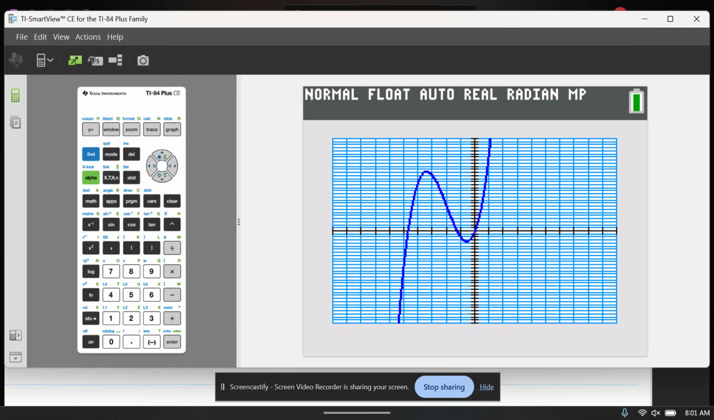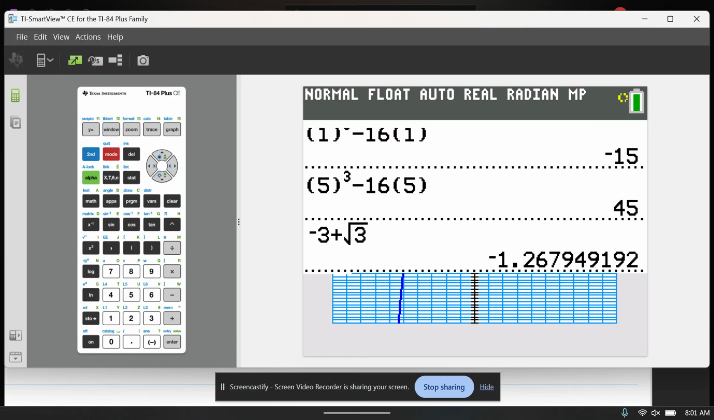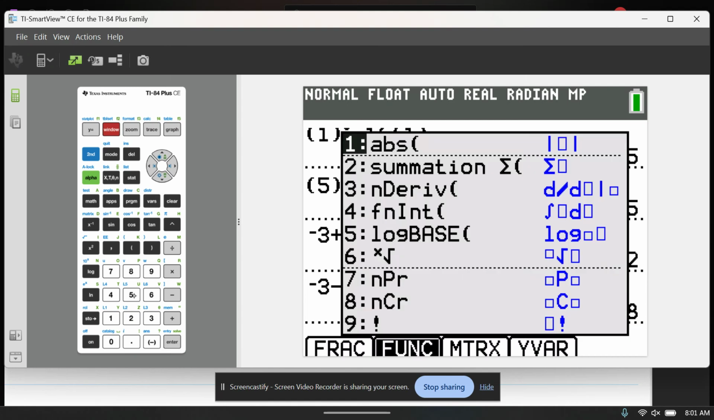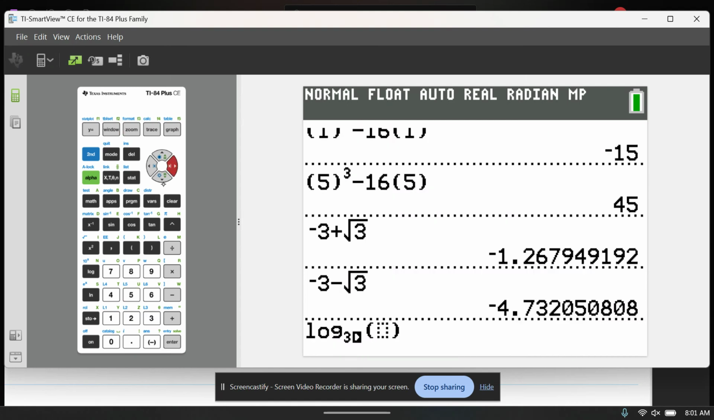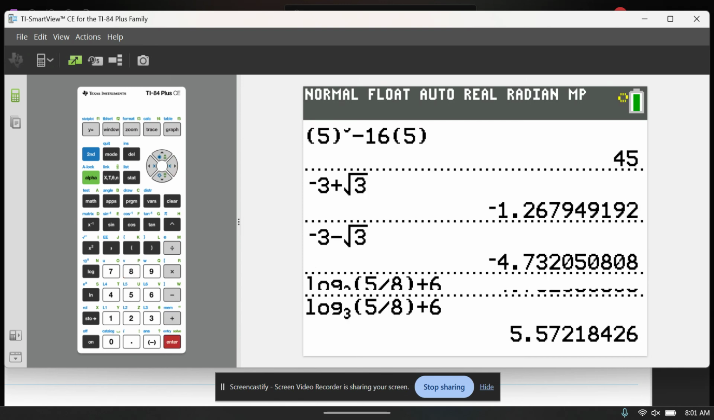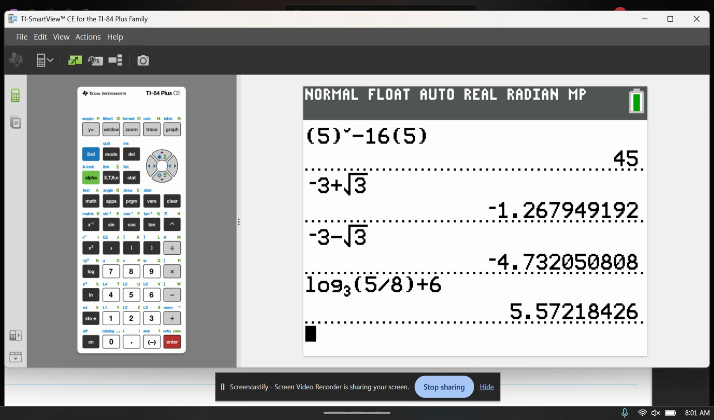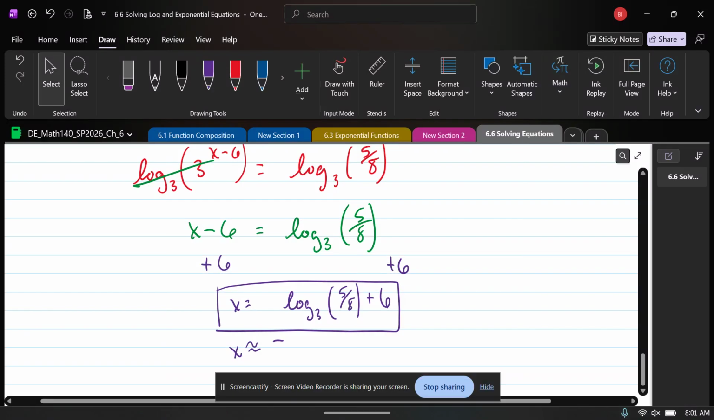So doing log base 3 of 5 divided by 8, and then outside the parentheses is plus 6, and we should get 5 point. We're going 3 decimal places there, so 5.572. Good. A little problem there.